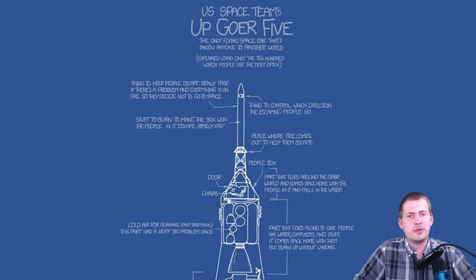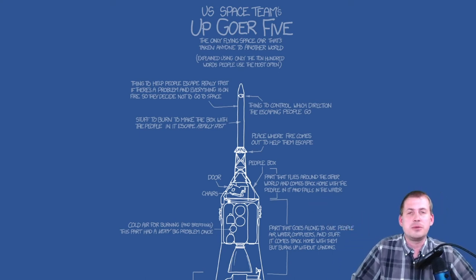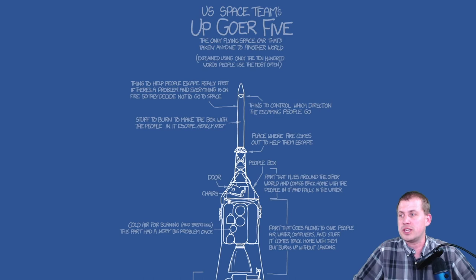This is a comic from the XKCD webcomic. If you go to the presenter view, you can click on a link for it. What he tried to do in this comic, it's actually a really, really tall comic, is explain all of the mechanics of the Saturn V rocket that launched astronauts to the moon. It has the lunar lander up on the top and the command module. But he wanted to explain it using only the 1,000 most common words used in the English language. And so he purposely limited his vocabulary to just 1,000 possible words, which leads to all sorts of really exciting and funny things here.